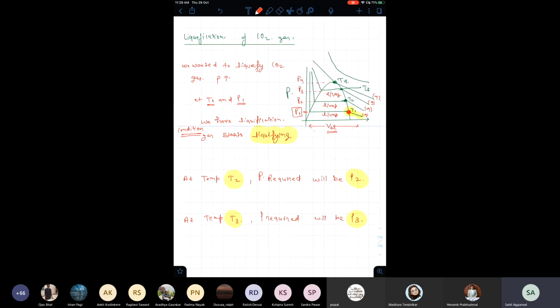See, I said at temperature T1, pressure required is P1 for liquefaction. At some higher temperature, higher pressure is required for liquefaction. At some more higher temperature, more higher pressure is required for liquefaction. Any doubt in this? At temperature T1, pressure required is P1. At temperature T2, pressure required is P2. At temperature T3, pressure required is P3.